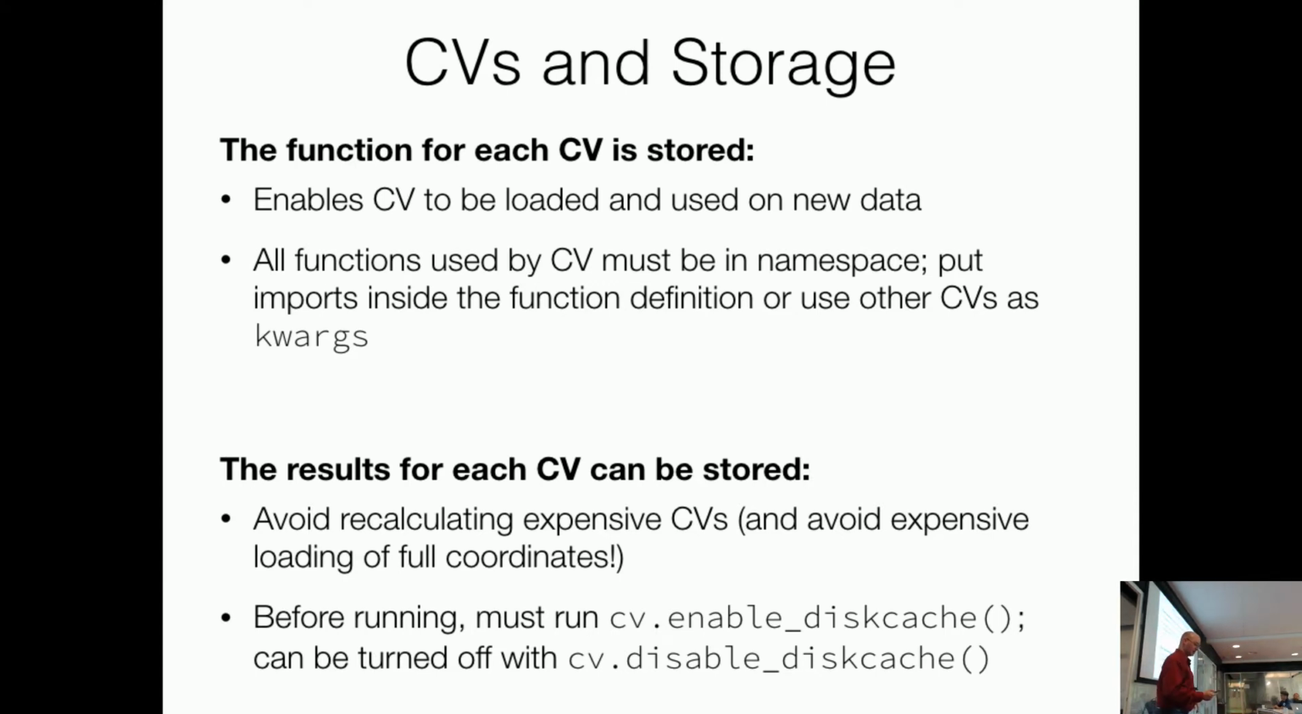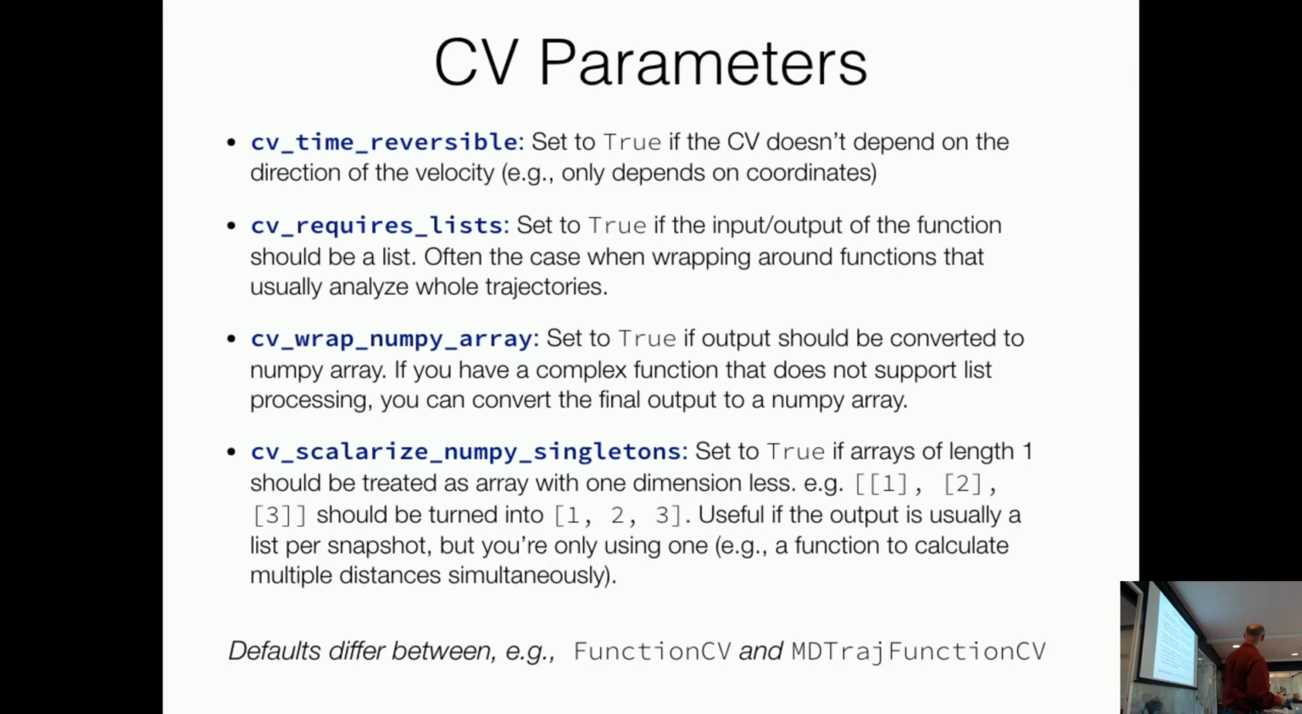Yeah. Exactly. So I said that the CV classes are simplified. That's because there are a bunch of parameters associated with them. And here are the important ones, at least. So this has to do with how the CVs behave. And we usually have subclasses that set these in some default way that makes sense.